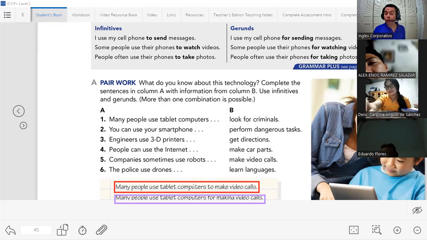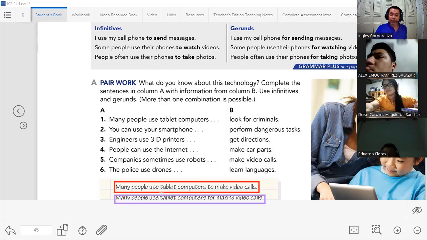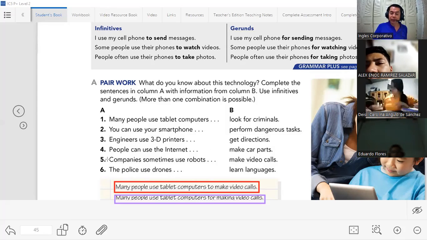When you use the preposition for, you use gerund, right? And then in the other case, you use the infinitive, the preposition to, right? Look at the example. Many people use computers to make. Many people use tablet computers for making, you know? Okay, let's continue, right? Number four.